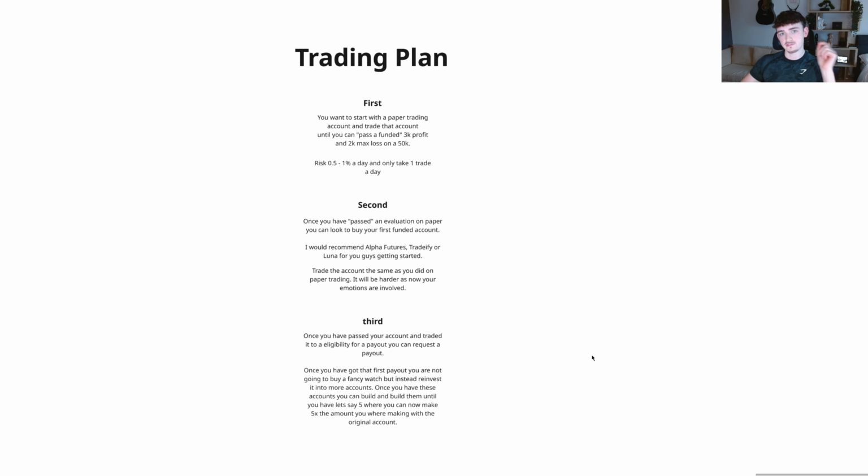Third of all, and the last phase of your trading plan, is once you've passed your account and traded it to eligibility for a payout, you can request a payout. Once you have got that first payout, you are not going to buy a fancy watch, because I know that's what you would do, but instead reinvest it into more accounts. Once you have these accounts, you can build and build them until you have, let's say, 5 accounts, all copy trading the same trades. This will allow you to make 5 times the amount you are making with just that original account, okay?